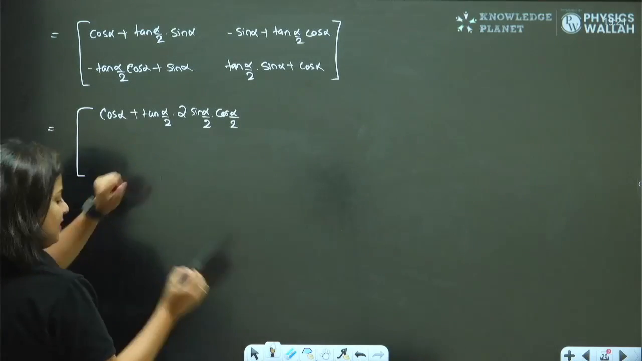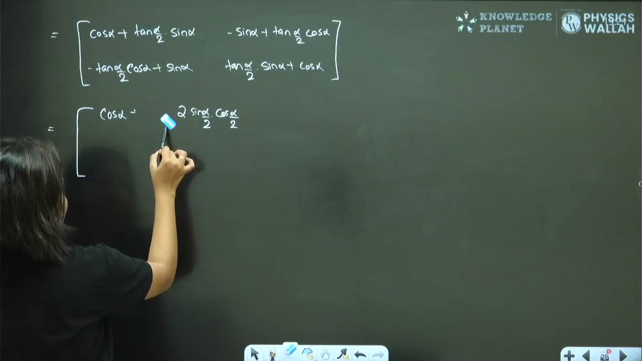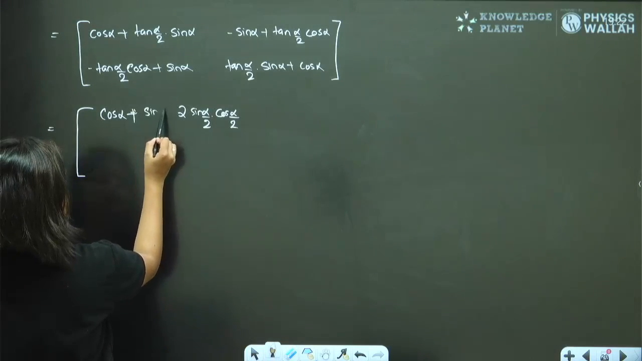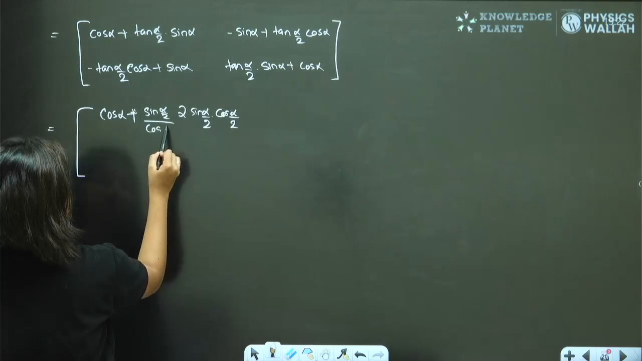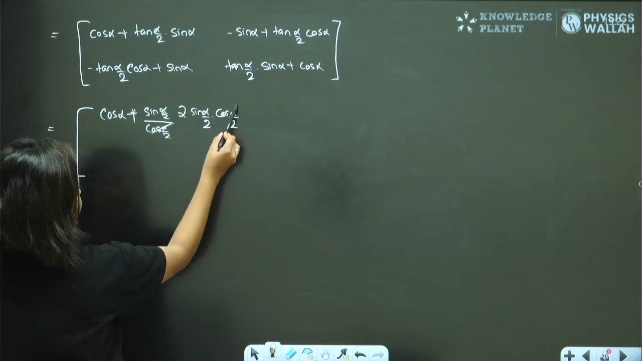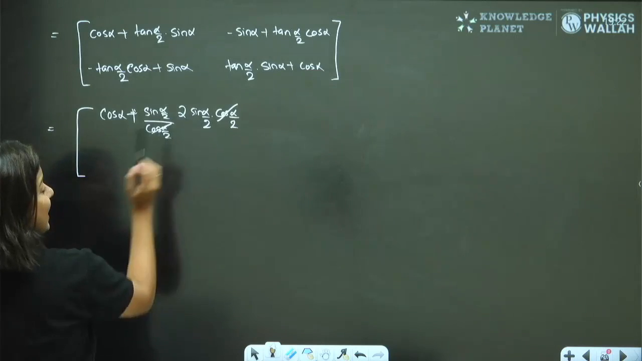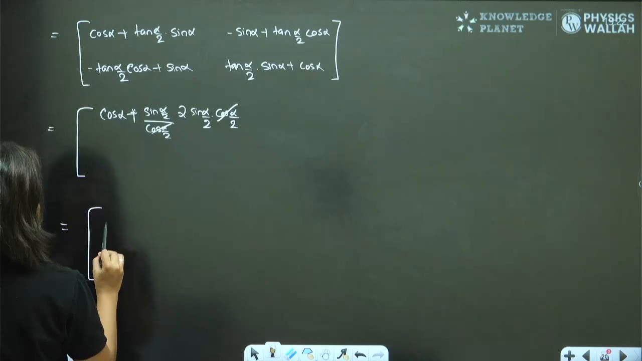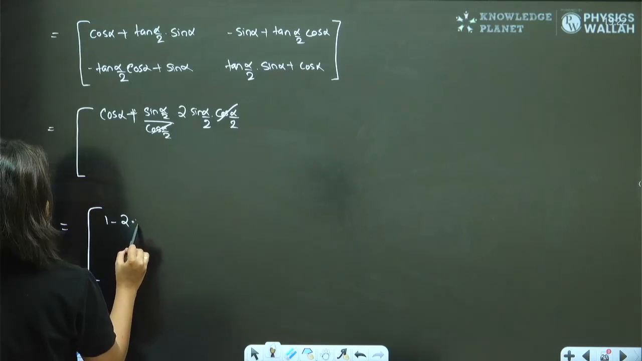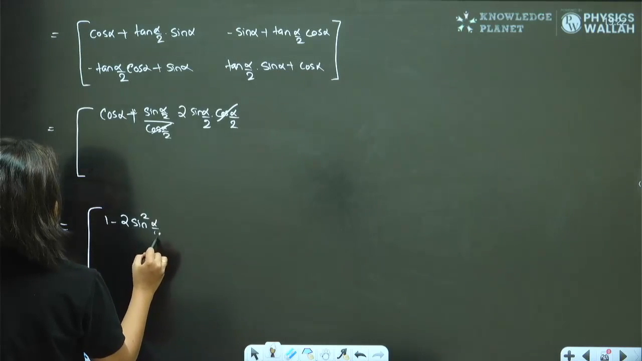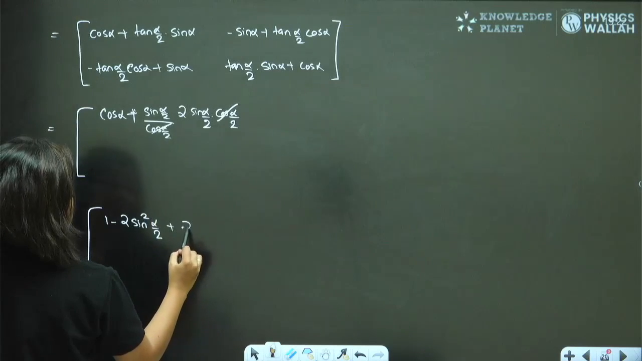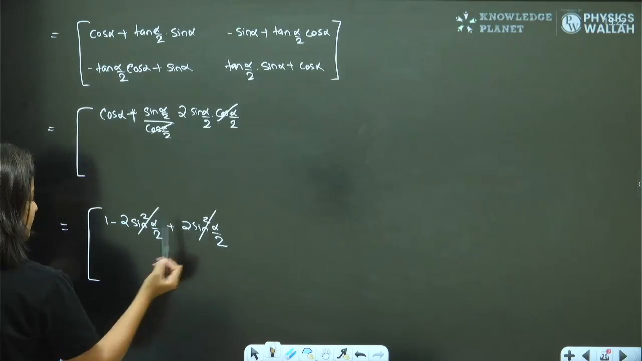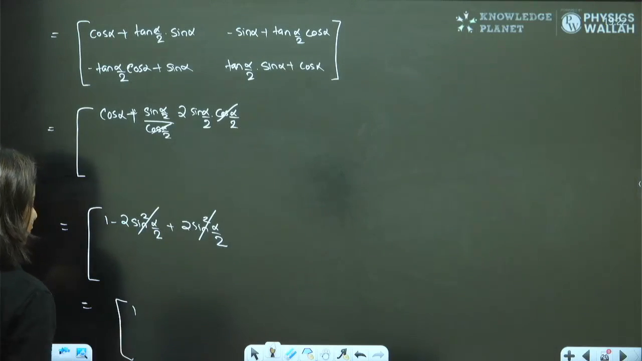Great. Tan alpha by 2 can be written as sin by cos, isn't it? Sin alpha by 2 upon cos alpha by 2. This one cos will cancel. Here you can see sin square alpha by 2. So in the next step, I am going to write this cos alpha as 1 minus 2 sin square alpha by 2, and this is 2 sin square alpha by 2. This minus plus will cancel, and in the final step I'll get 1.